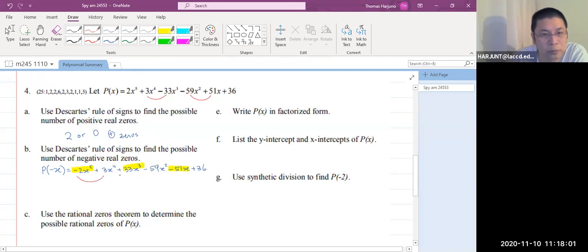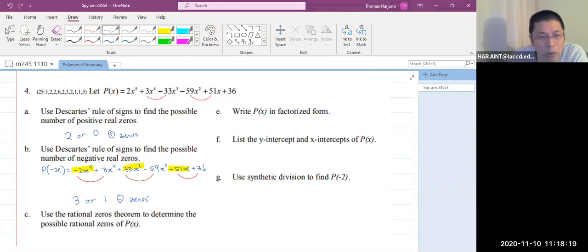Now then, let's count how many times the sign changes. 1, 2, 3. So there will be 3 or 1 negative zeros. The number of negative zeros is equal to the number of variations of signs for p(-x), or that number subtracted by an even number. So it's either 3 or 1. It will not be 2 negative zeros in this case. It's either 3 or 1.